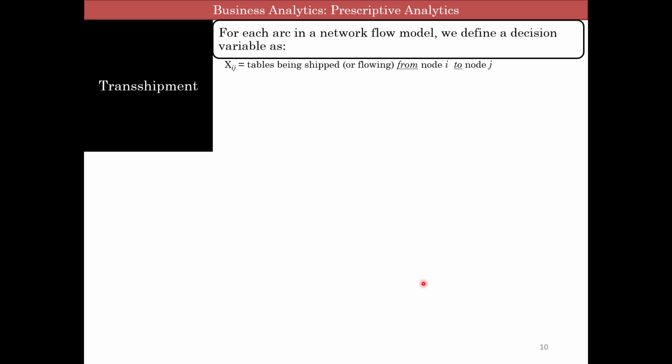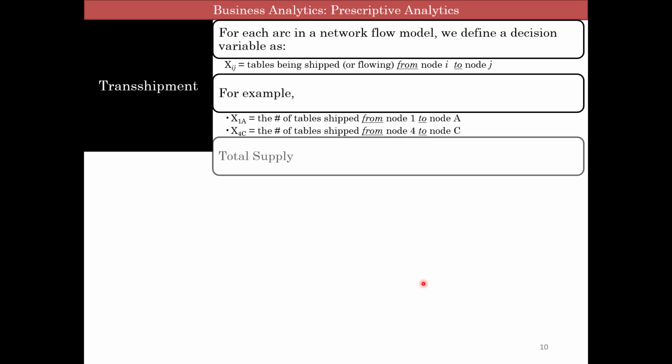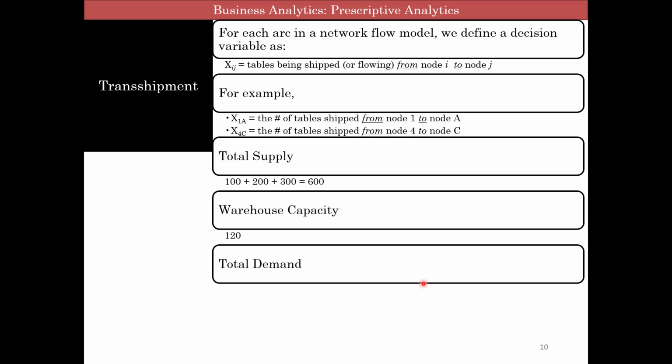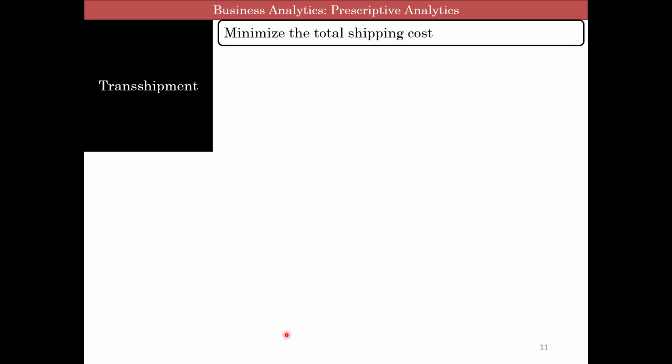So decision variable, of course, we're going to use Xij. So 1A is 1 to A, 4C is 4 to C. Total supply is 600. Warehouse capacity is 120. Total demand is 260. You cannot add the warehouse capacity to supply. So we have 600, 260, more than enough. Supply is definitely greater than demand. So we're going to minimize the total cost of shipping. So you're going to use cost multiplied by each arrow, right?